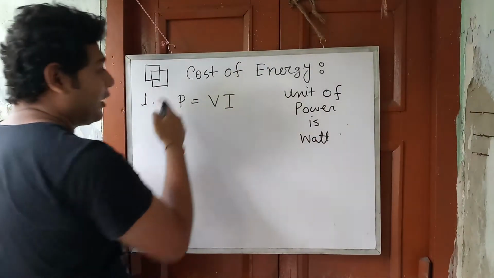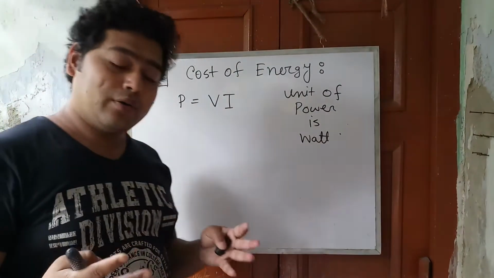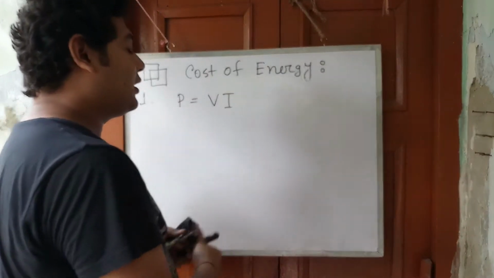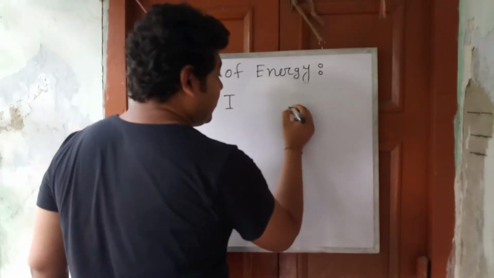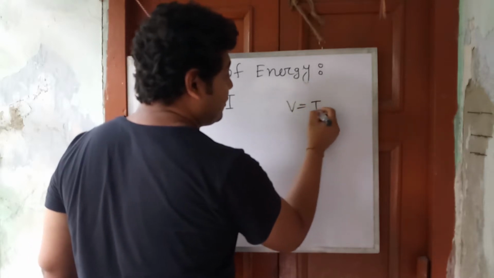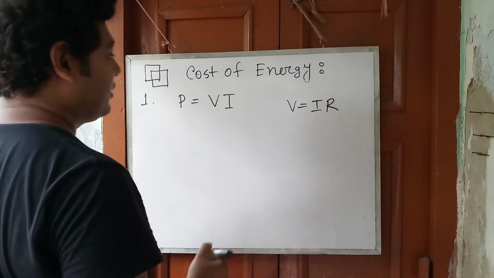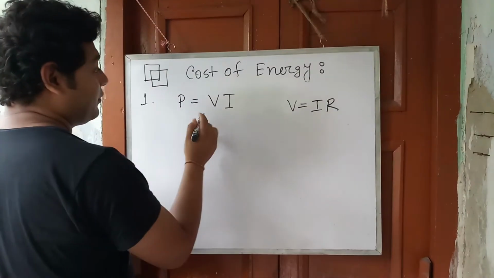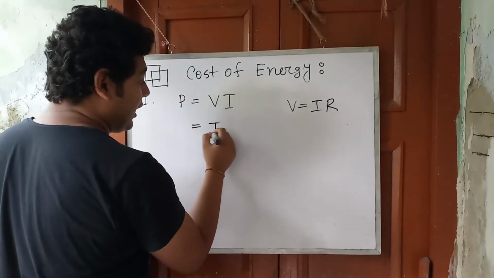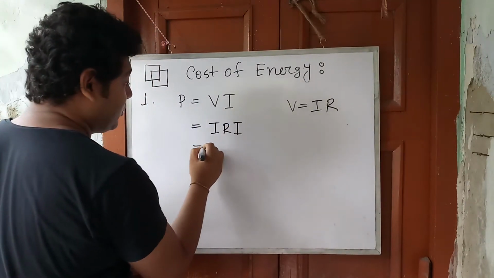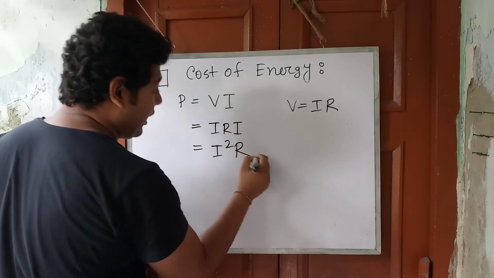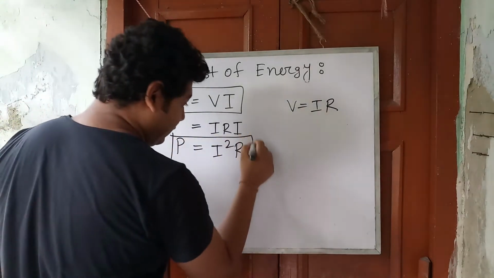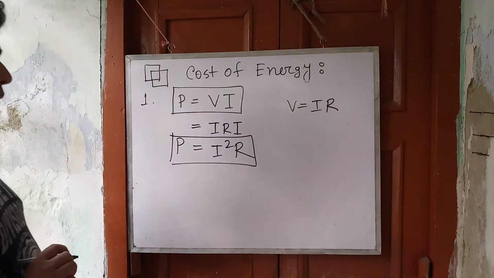From this formula, we can get more formulas. We know from Ohm's law that V equals IR. If we write the value of V from here, then we get IR into I, so we get I square R. This is another formula regarding power.